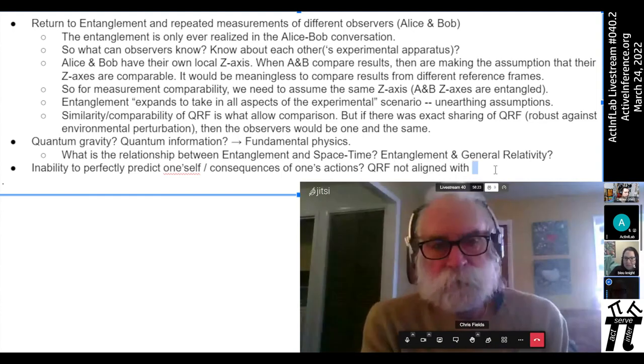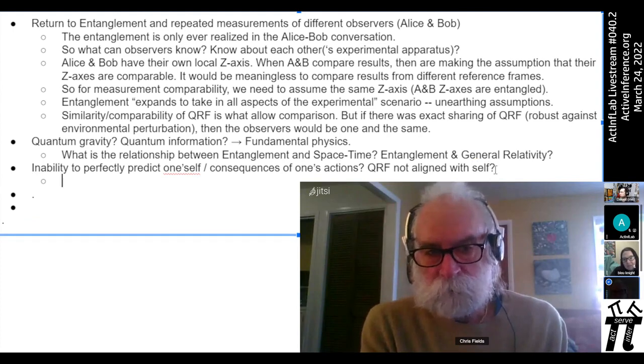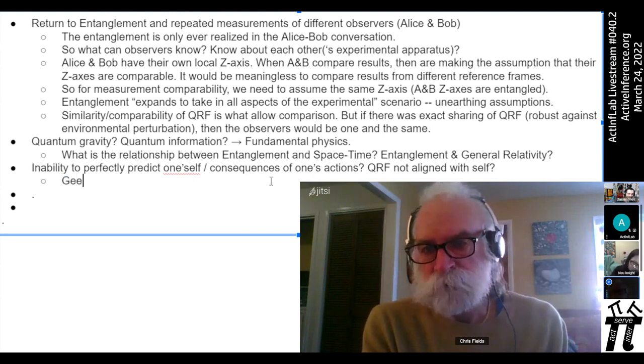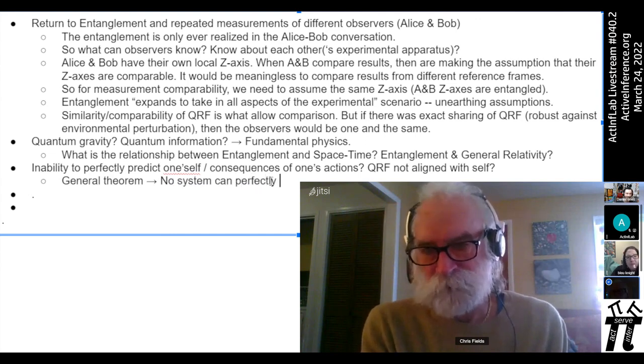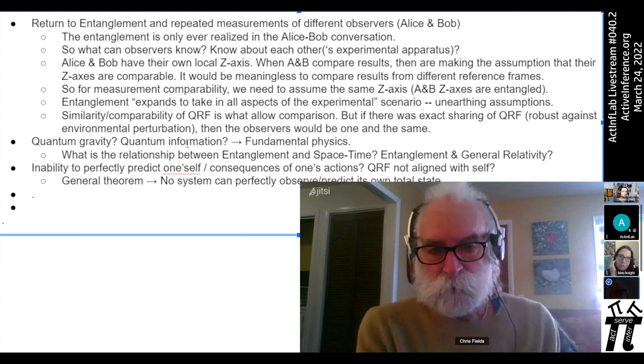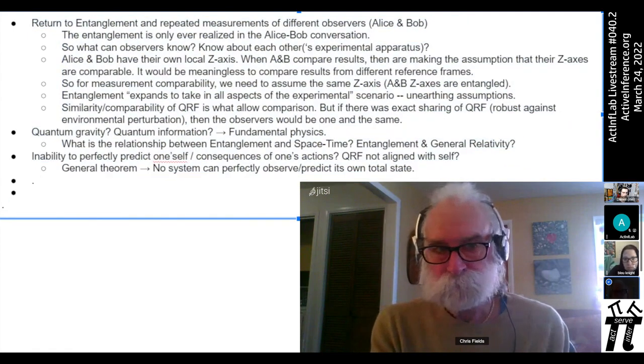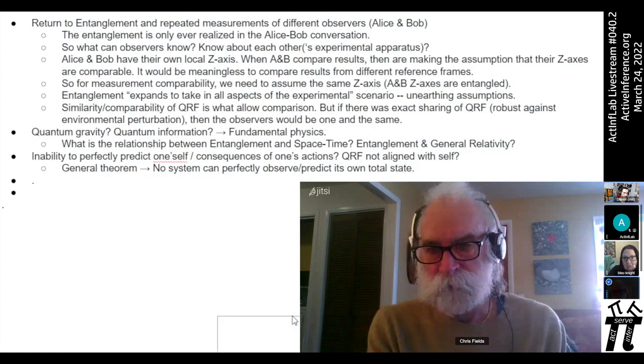No, that's also a beautiful, deep question. And it points to something that I think can and should be stated as a general theorem, which is no system can perfectly predict its own state. No system can observe its own total state. So that situation is ubiquitous and unavoidable.